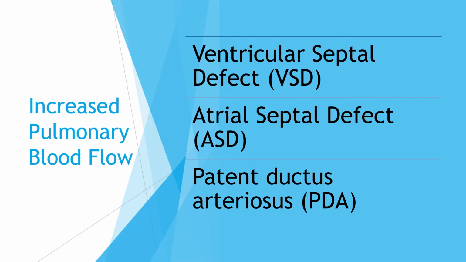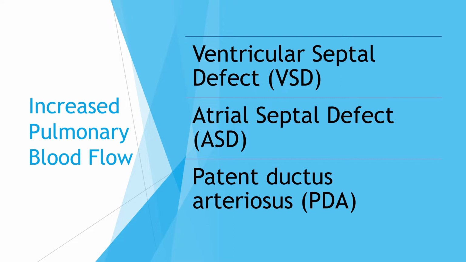So in VSD, there is a hole between the left and right ventricles. This would allow for blood to flow from the left side to the right side of the heart. VSD, like I said in the previous slide, is one of the most common of the congenital heart defects. Atrial septal defect is probably one of those defects that can go unnoticed, or if somebody does have this, it doesn't really cause much of a clinical problem as some of the other defects that we will talk about.